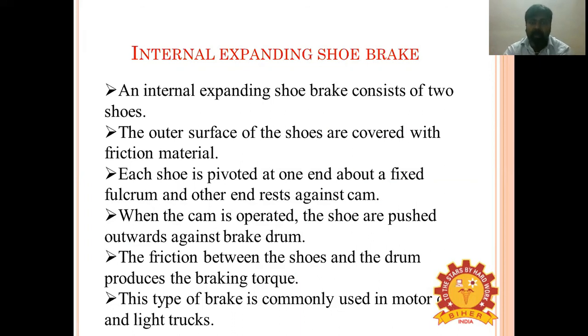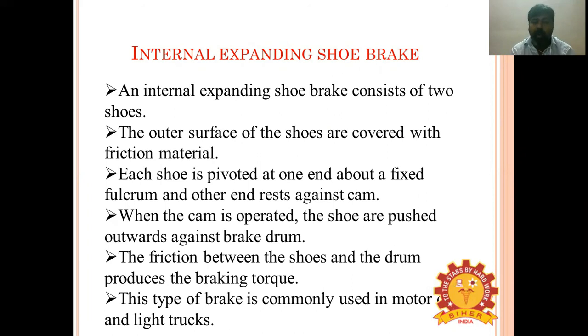What is the internal expanding brake? It consists of two shoes. The outer surfaces of the shoes are covered with frictional material. Each shoe is pivoted at one end about a fixed fulcrum, and the other end rests against the cam. When the cam is operated, the shoes are pushed outwards against the brake drum. The friction between the shoes and the drum produces the braking torque. You know what a brake torque is, right?